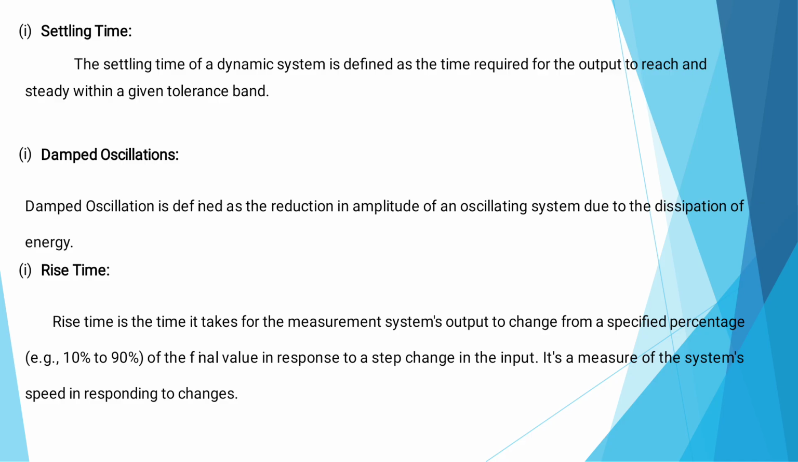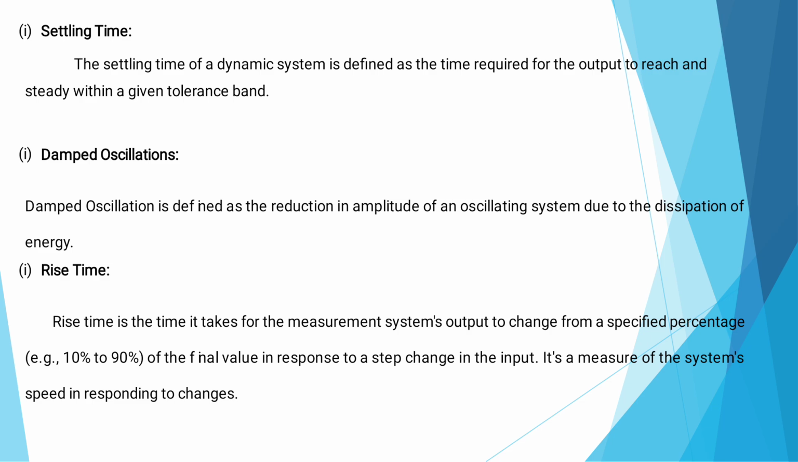And in the case of settling time, it is the time required for the output of the system to reach and remain within a specified tolerance range around the final value. In simple terms, it indicates how long a sensor takes to stabilize after an input change. A short settling time is preferred in biomedical systems because quick stabilization helps in faster and more accurate monitoring of patients.